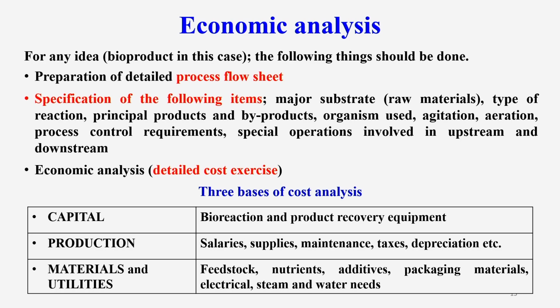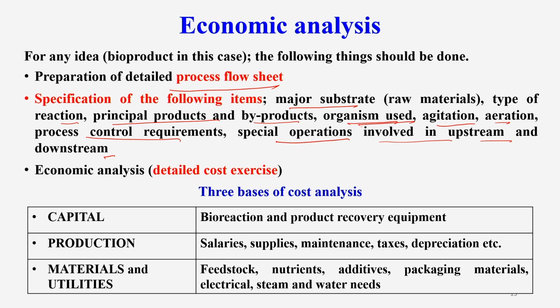Now, next comes how to proceed for the economic analysis. For any idea the following things should be done. First, prepare a detailed process flow sheet, then a specification of the following items, for example, major substrate, raw material, type of reaction, principal product and byproduct, which is the biological agent, agitation, aeration and process control requirements, and any special operations involved in upstream and downstream.